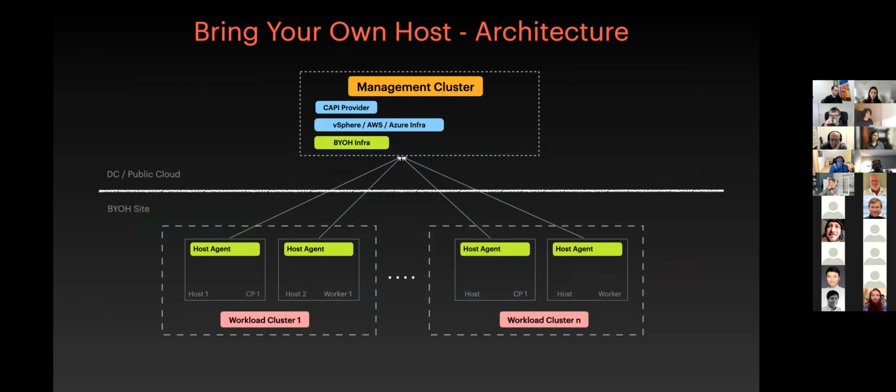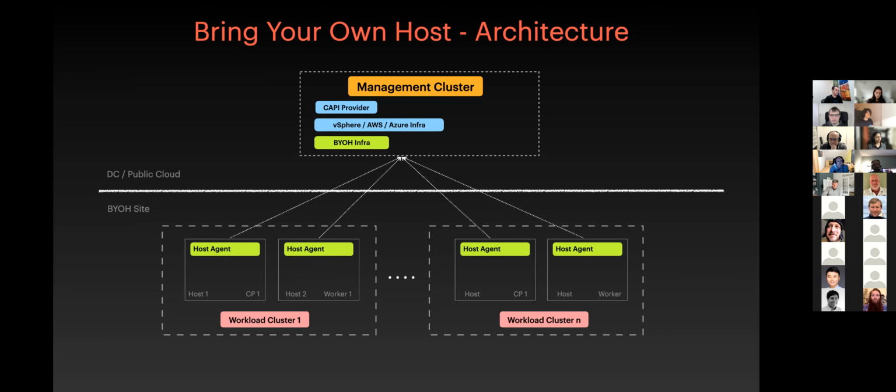This is a very high level architecture diagram. This horizontal line indicates the management cluster is in the data center, and workload clusters could potentially be in a data center or edge locations like retail store outlets. BYOH in its current form has this limitation that we cannot provision a management cluster out of BYO hosts. That's why we have this as a prerequisite that the management cluster has to be one of vSphere, AWS, or Azure. And on this management cluster, we will install the BYOH provider as well.